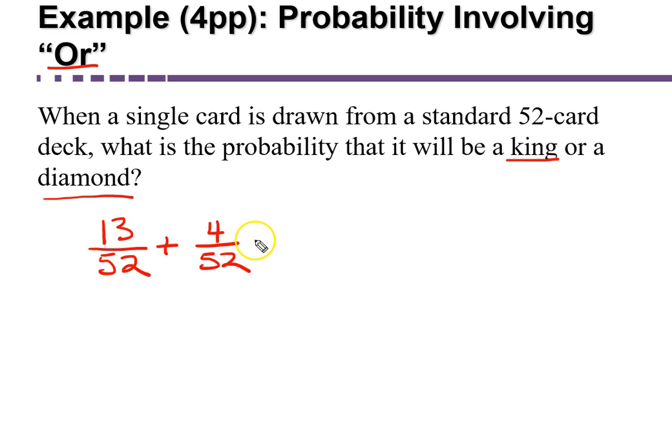So in order to make this a proper probability, you have to subtract that one diamond that was counted here already as a king. And that would be out of 52. So then we subtract the 1 from the 4, get 3, and we get then 16 out of 52. And you can take a 4 out of each one of these. So this would be 4 out of 13 would be your final answer.